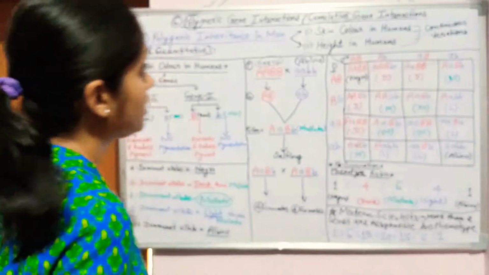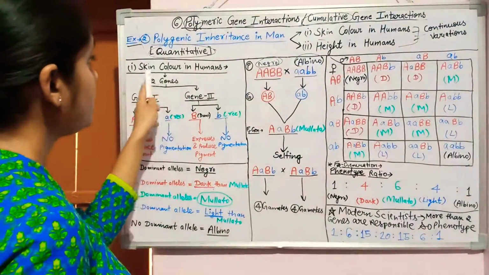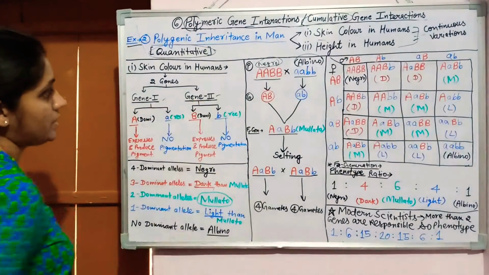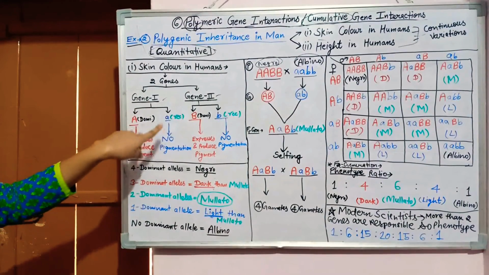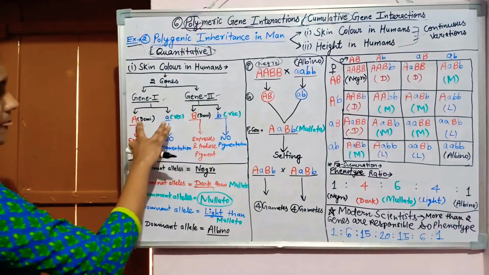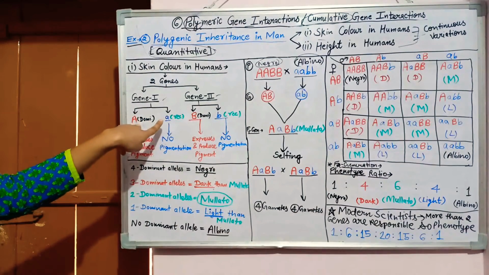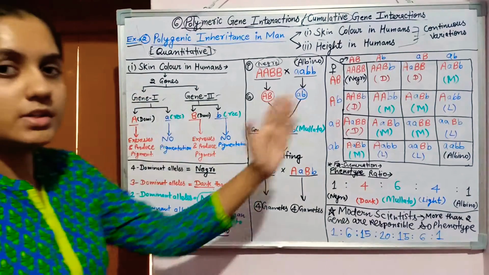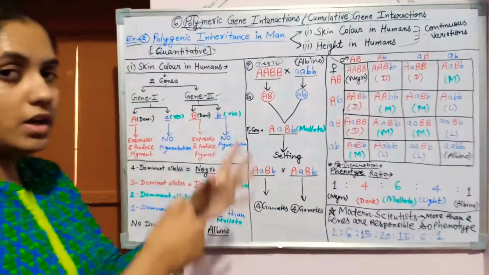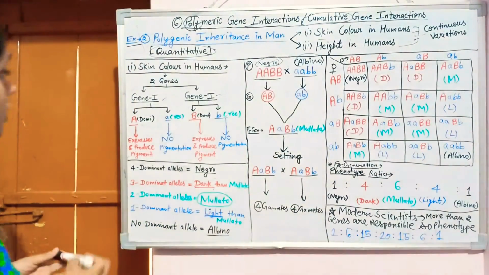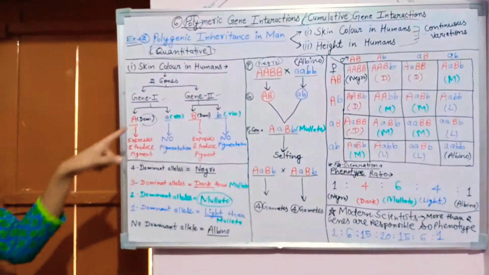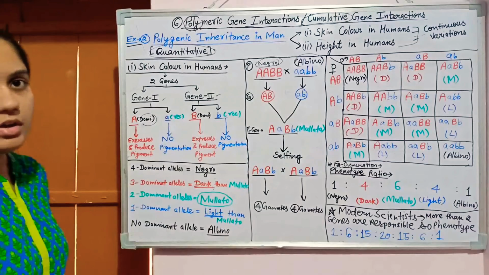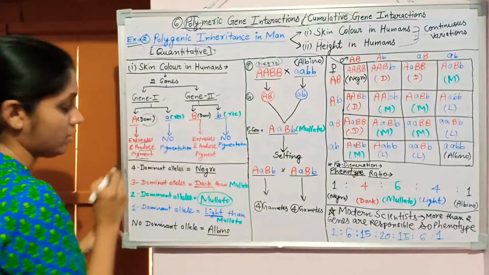So see that. The first example is the skin color in humans. In this you can see two genes are present. The first gene has two contrasting forms of alleles. We will discuss the very large range of characters in the end. So first of all, this is the dominant character. The A gene is the dominant gene which expresses and produces the pigment.